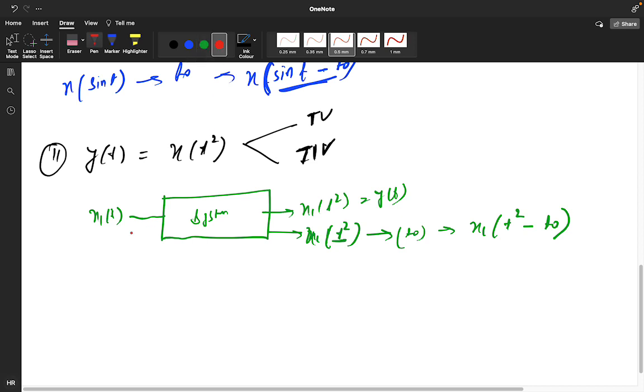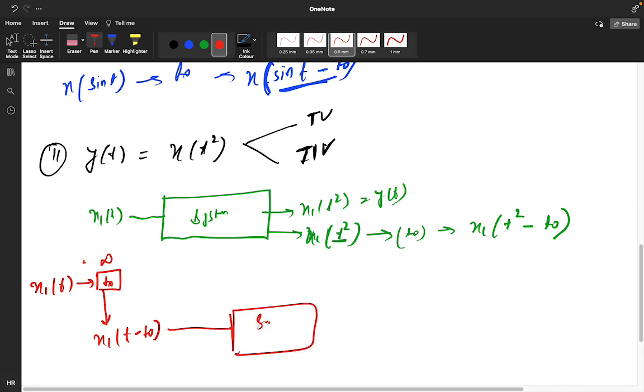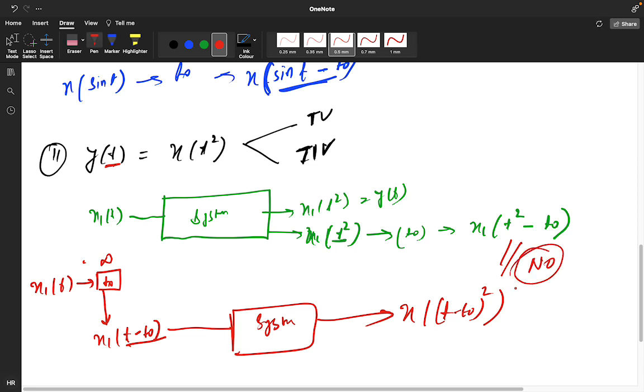Now if I am doing the delay first, meaning x1 of t, then delaying by t naught, what input am I getting? x1 of t minus t naught, and then I am passing it through the system. The system is making this function a square, so all of this will be squared. So x of t minus t naught, the whole square will come. So are these two the same? No, these two are not the same. So this is time variant. It won't be time invariant.